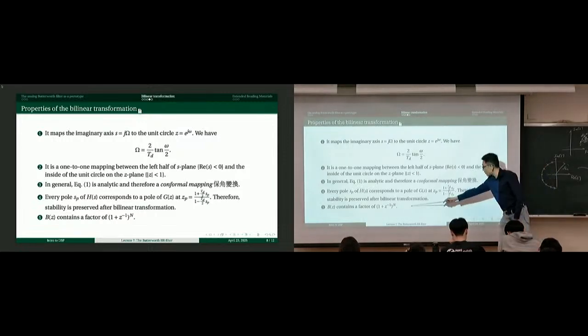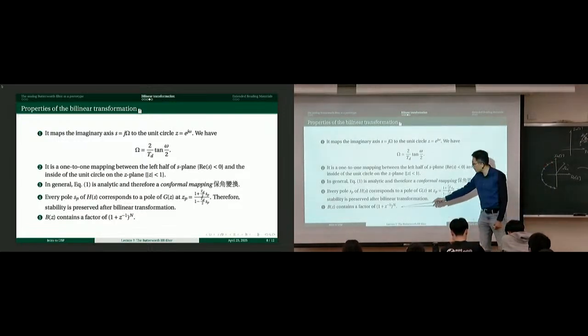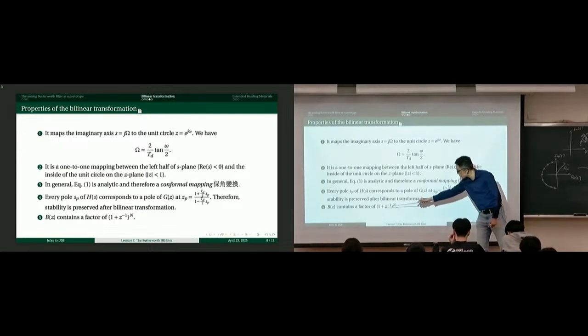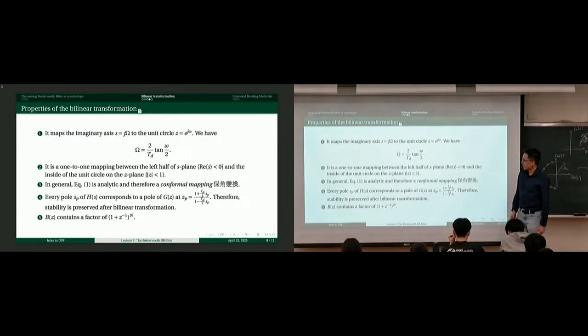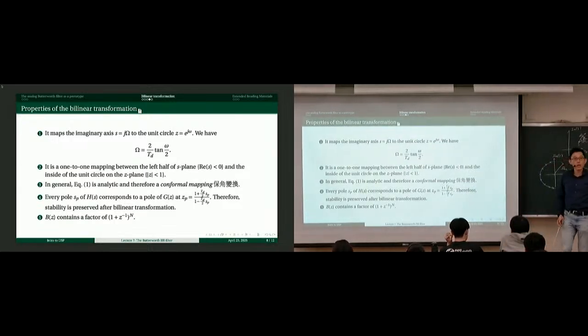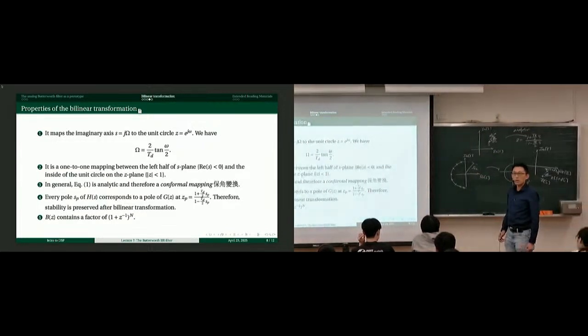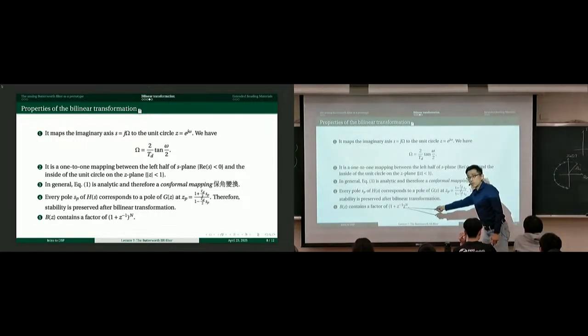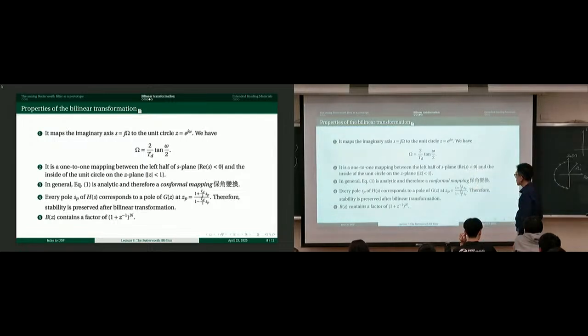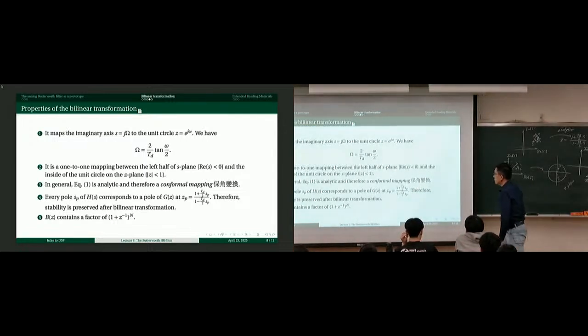And then finally, we have shown that, because of that kind of tedious work, B of Z will contain a factor of (1 plus Z inverse) to the nth power. B of Z, on top, in the numerator, has a factor of (1 plus Z inverse) to the nth power. Or in other words, we have the case of a multiple root of B of Z. B of Z basically will be exactly (1 plus Z inverse) to the nth power.